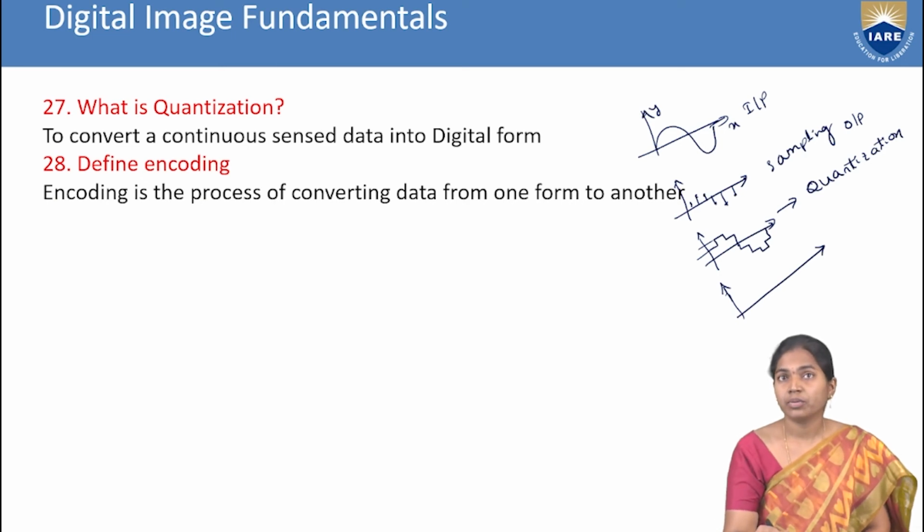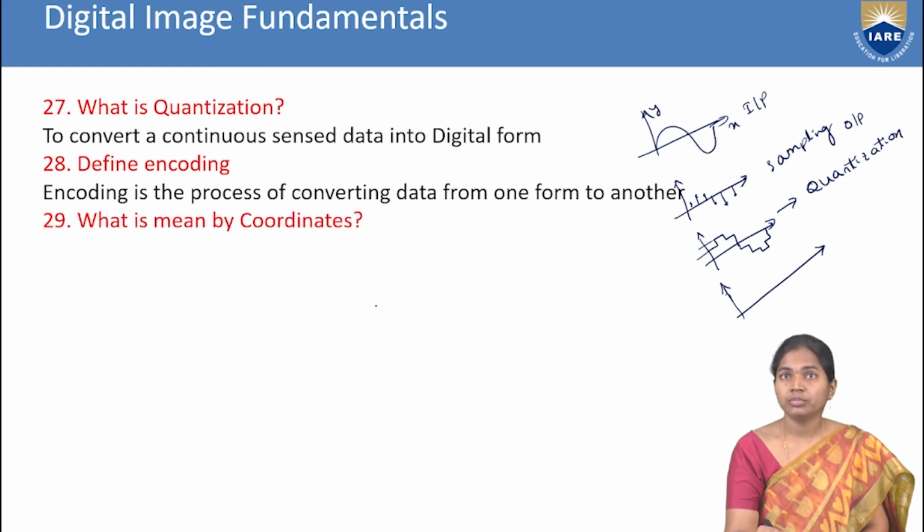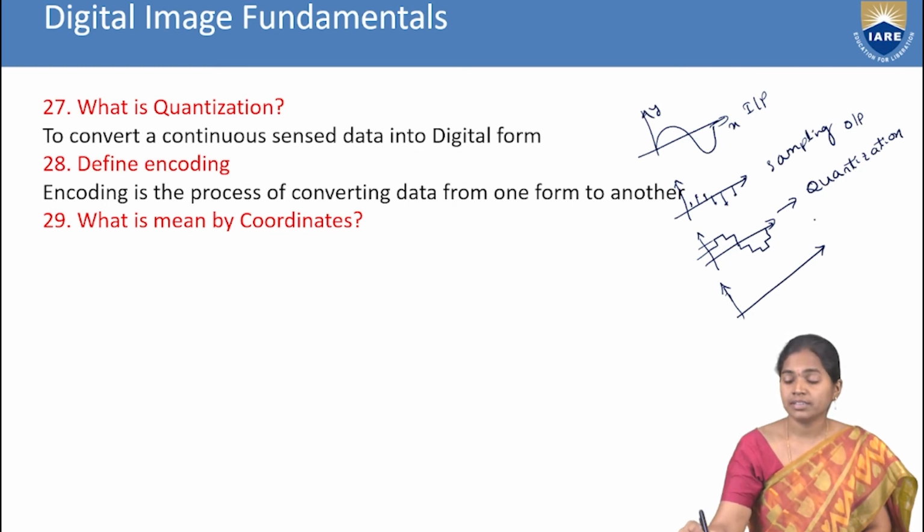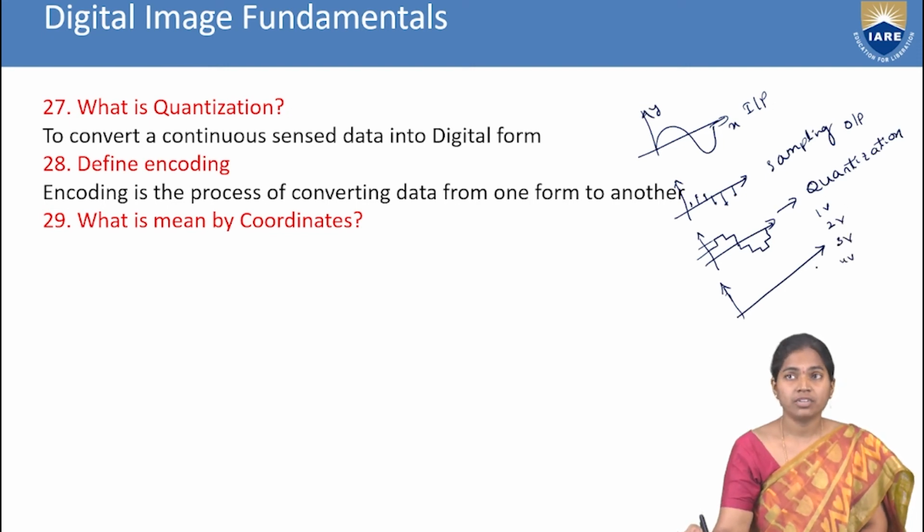So encoding is the process of converting data from one form to another form. Here, one form is the fixed voltage level. These voltage levels are 1 volt, 2 volts, 3, 4 and so on. With the use of an encoder, it is converted into binary form. If it is 3-bit representation, 1 is 0, 0, 1. If it is 2-bit representation, 0, 1. If it is 4-bit representation, 0, 0, 0, 1.